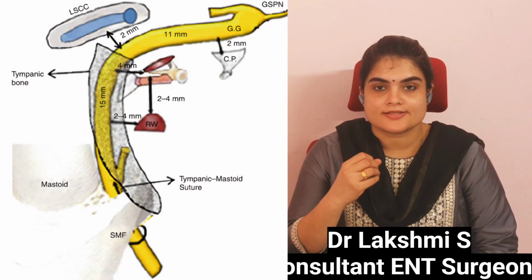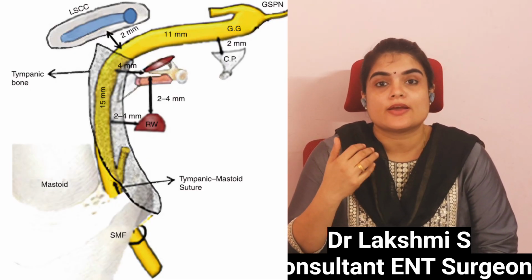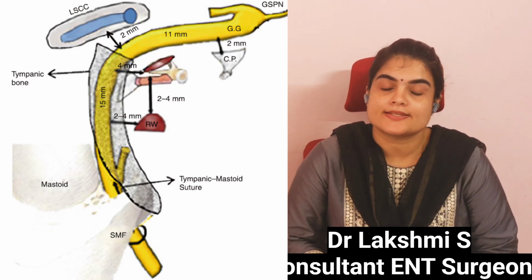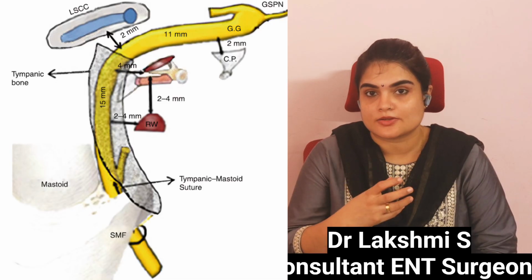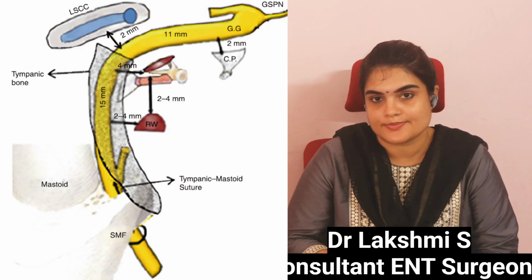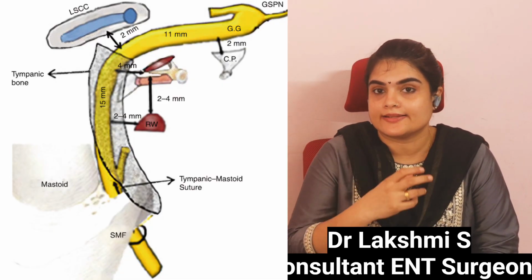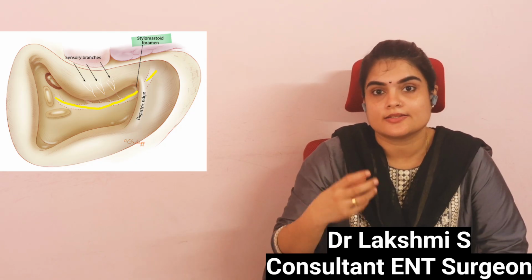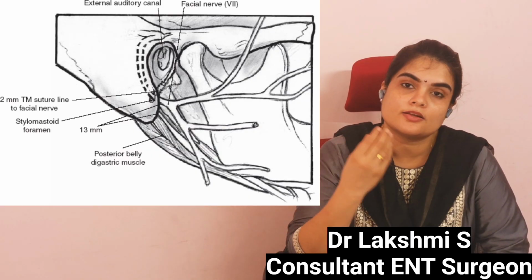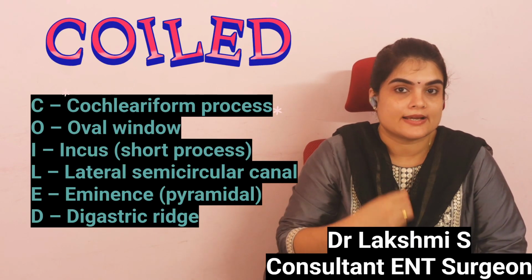To summarize the landmarks: processus cochleariformis, then the geniculate ganglion at the first genu is anterior. Then the oval window, the nerve is above. The short process of the incus, the nerve is medial. The lateral or horizontal semicircular canal, the nerve is anteroinferior, below the canal. Then the pyramidal eminence, the nerve is posterior to it. The digastric ridge, the nerve is at the anterior end of the ridge. The tympanomastoid suture line, the nerve lands behind it. These are all the landmarks for middle ear and mastoid surgery.